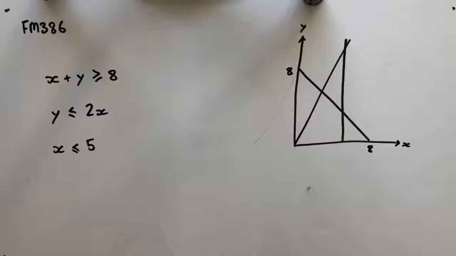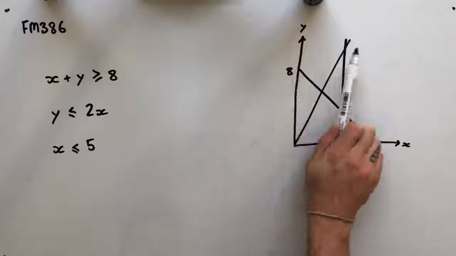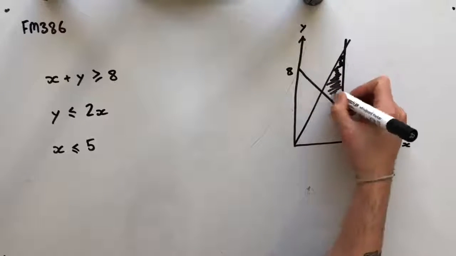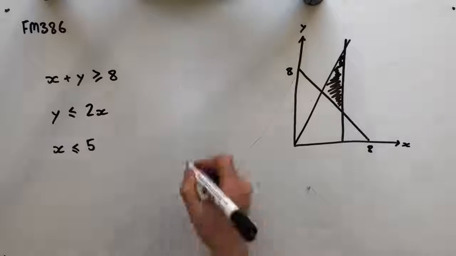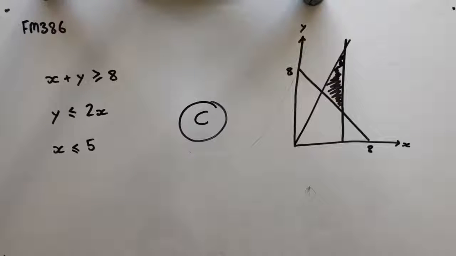And to confirm this, we're going to look at x should be less than or equal to 5. So x equals 5 is this line here, meaning that we can only leave this area. So our feasible region should be that little area in there, meaning our final answer to question FM386 is C.